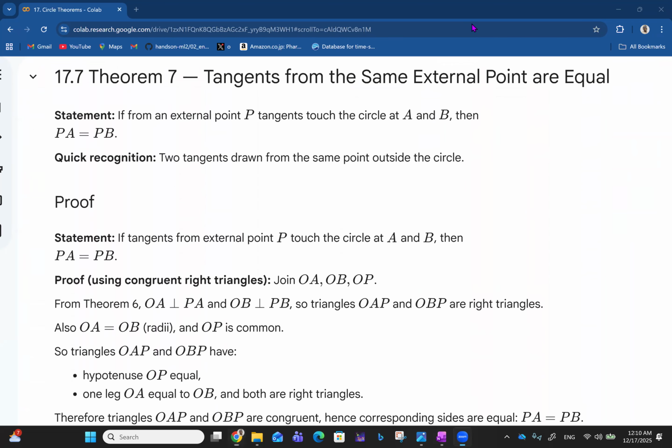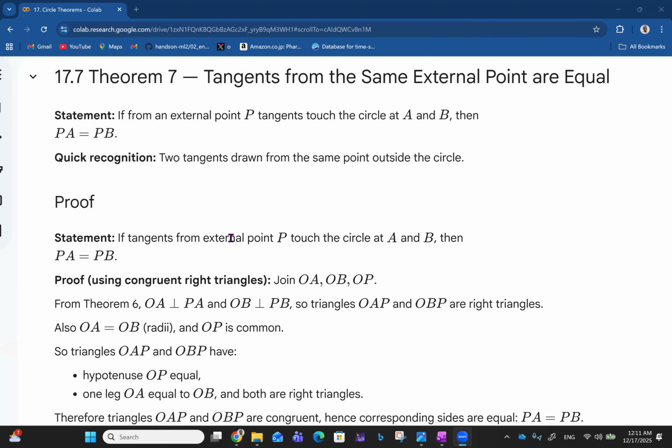So theorem 7: tangents from the same external point are equal. All right. If from an external point P, tangents touch the circle at A and B, then PA is equal to PB. The quick recognition is two tangents drawn from the same point outside the circle. That's the way to quickly recognize this theorem.